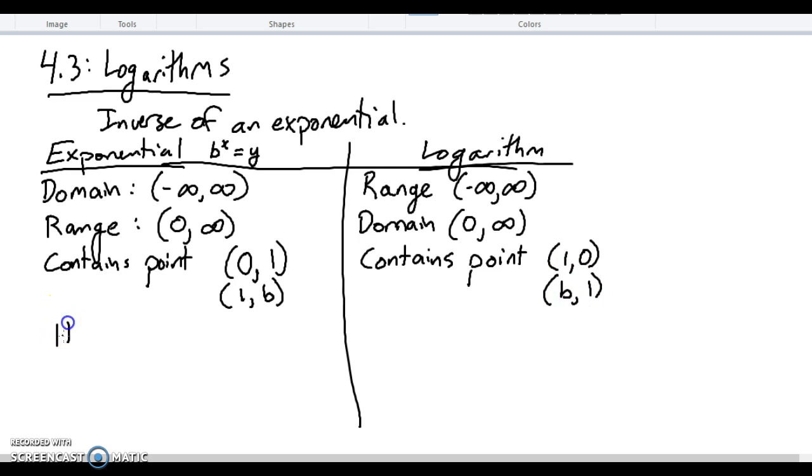The exponential had a horizontal asymptote on the x-axis, which means its equation was y equals 0. Well, if we swap x and y, we're going to get a y-axis asymptote, x equals 0. That means it is a vertical asymptote.